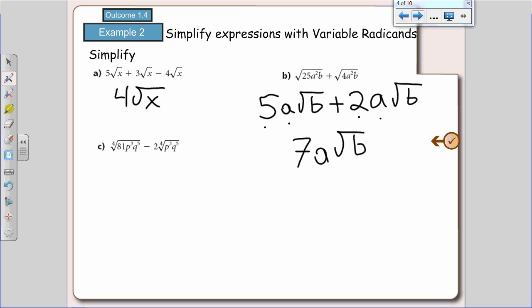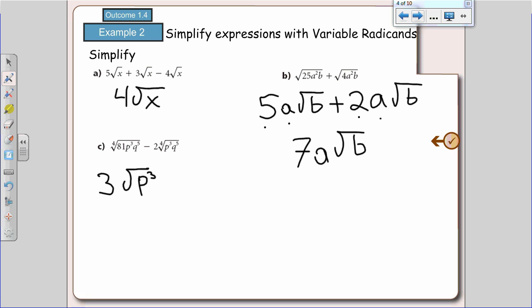This next one. Same thing. We're going to do it one at a time. What's the 4th root of 81? Punch in your calculator. See if that comes up to a nice answer or not. 3. What's the 4th root of p cubed? It's still the 4th root of p cubed. It doesn't change. It can't simplify. So it's still going to be 4th root p cubed.